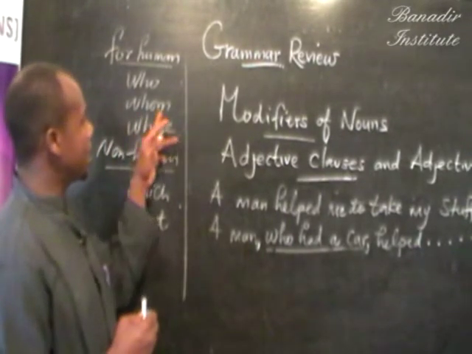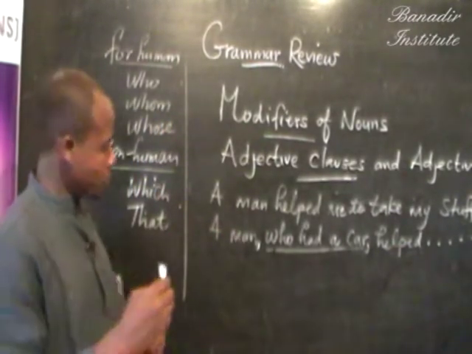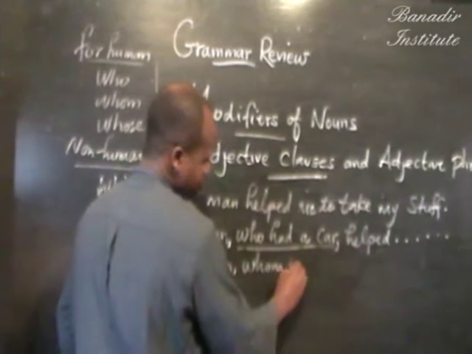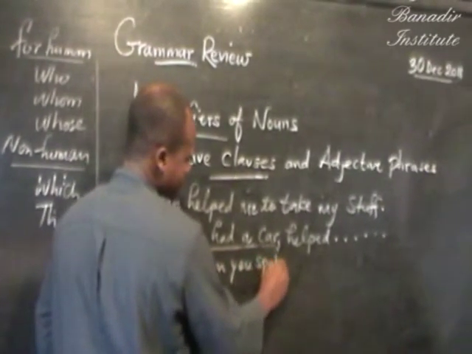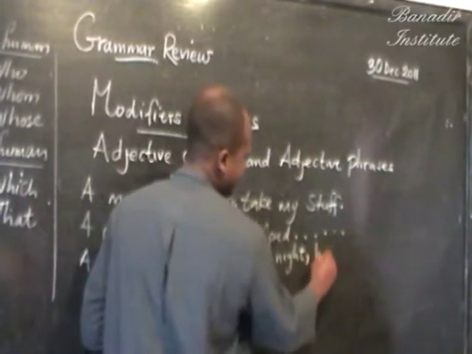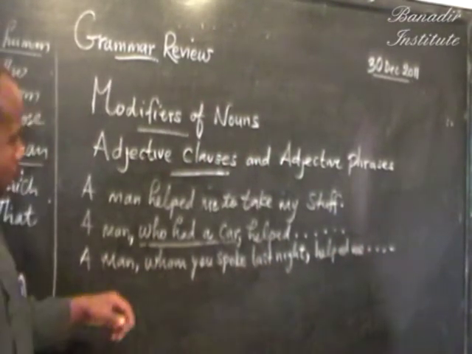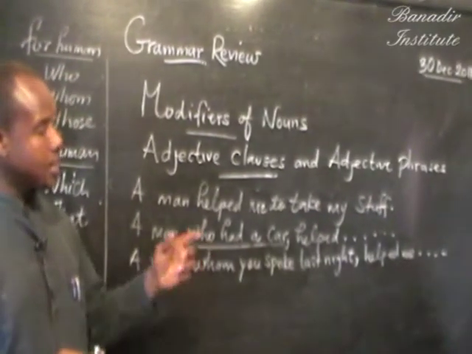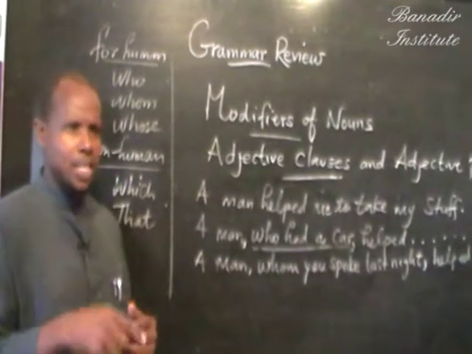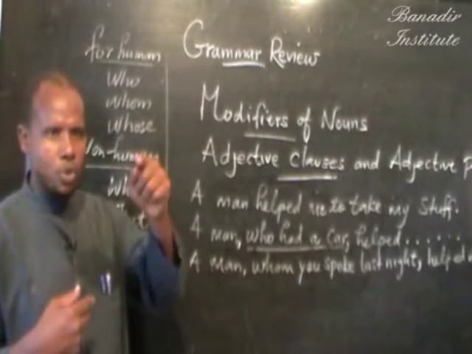Okay, here, who is a subjective case. When we are talking about objective case, we use whom. For example, a man whom you spoke to last night helped me to take my stuff. You know which man? The man whom you spoke to last night. You spoke to the man last night. You know already. The one who helped me is the one that you spoke to last night.